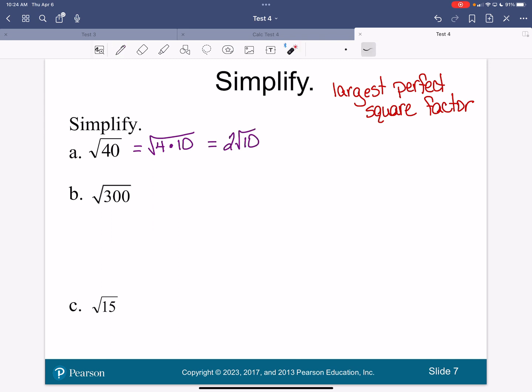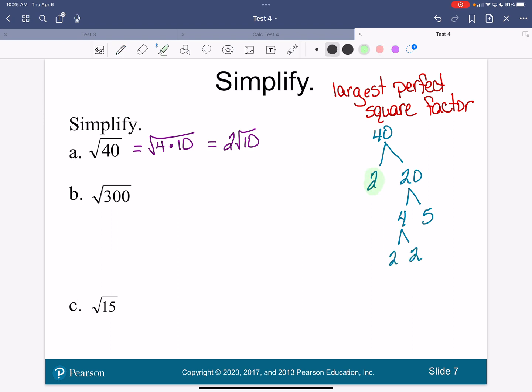Now, let's say, what if I didn't know that? What if I did not know that 4 was my largest perfect square factor? So let's just say we weren't sure. Okay? So that's when I can do a factor tree. Okay? And I'm going to do 40. Okay, so then I'm going to look at 40, and I'm going to know 2 goes into 40. So then I'm going to say 2 times 20. Okay? Then I'm going to look at 20, and I'm like, oh, well, that's 4 times 5. Okay, and then I'll look at 4, and I've got 2 times 2. So this is a factor tree right here that I've done.